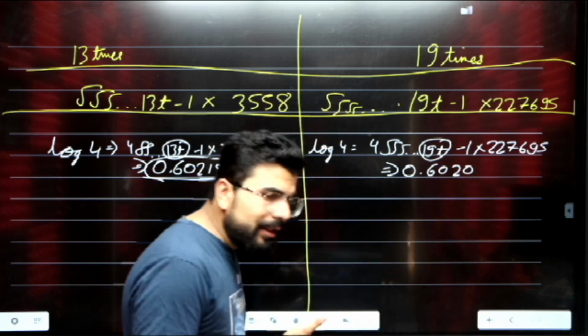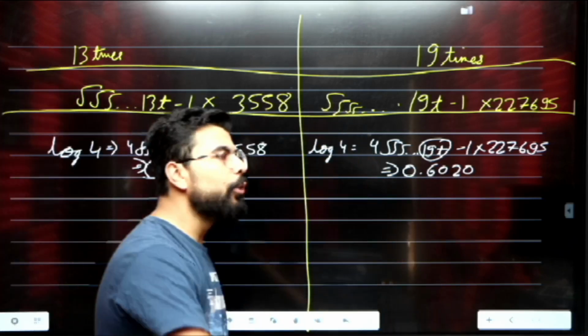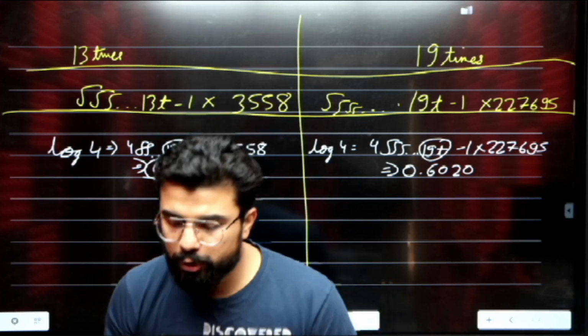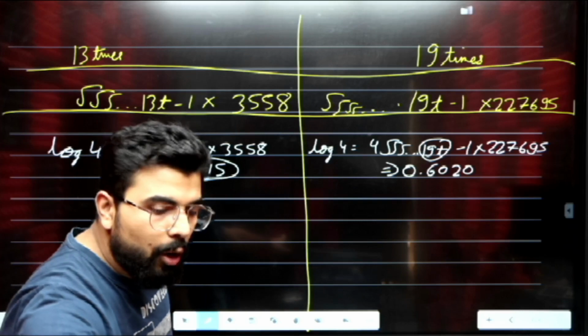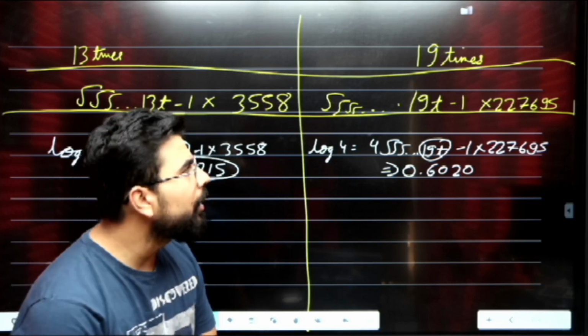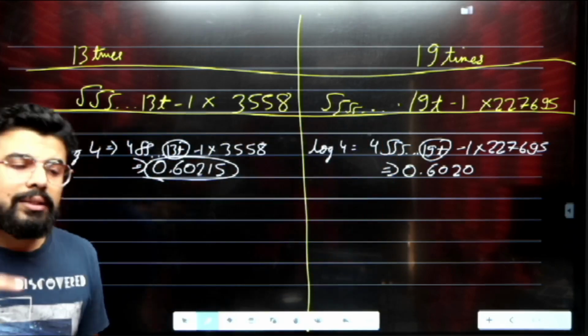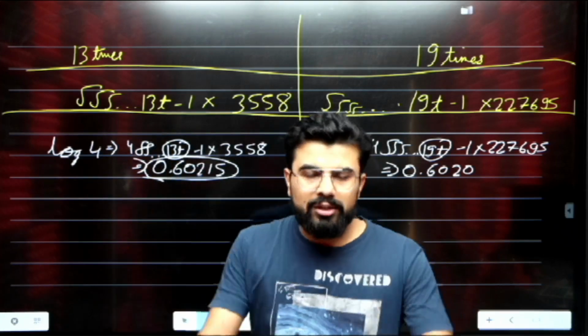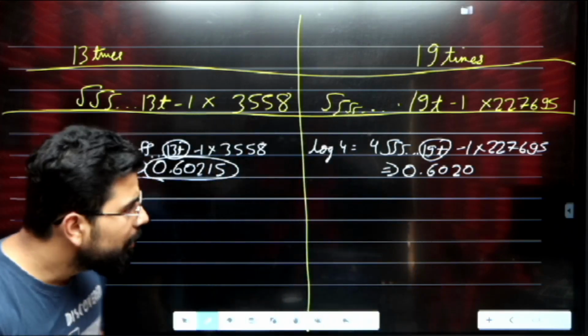0.6020. Which of the values is absolutely correct? We all know that the 19 times root value is absolutely correct. There is no doubt that the 19 times root trick is better than 13 times. Still, to save time, we use the 13 times trick. Do you know this thing? Yes, sir. But try to understand.